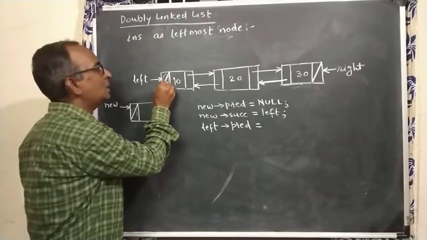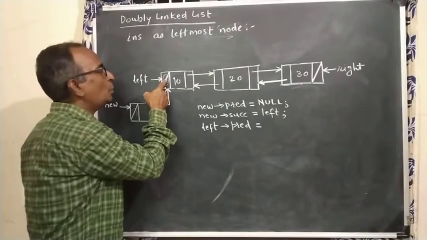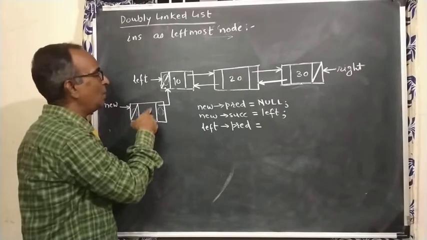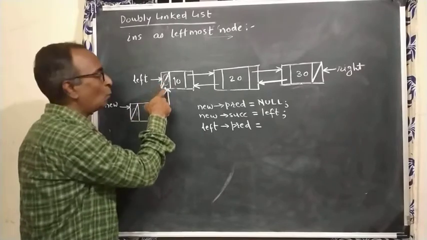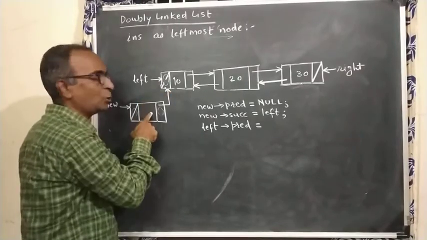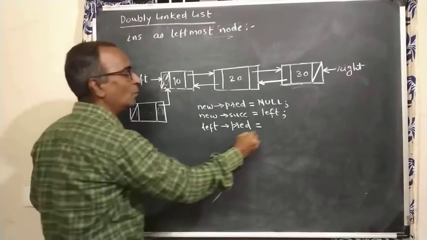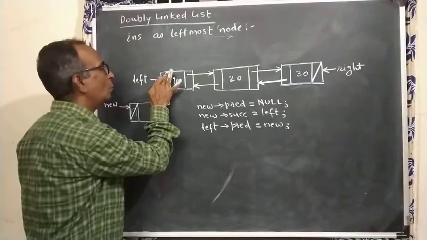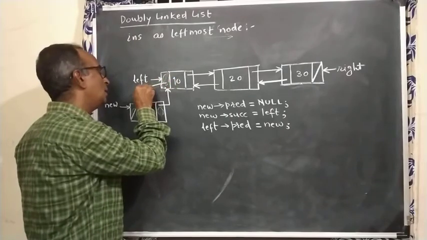So this field you are setting, this should point to its predecessor. After insertion, this node will be the predecessor of this node. So what value? This should point to this node. This node's address is in new. So new is given to this node. So it won't contain null now, it will be pointing to this node now.